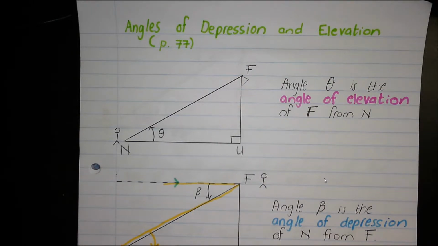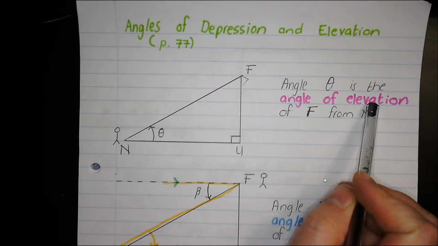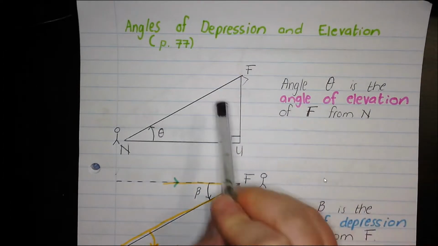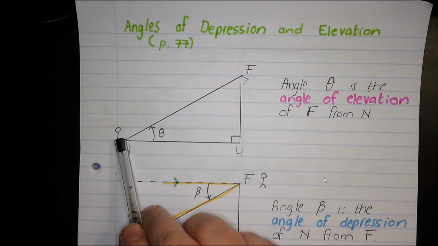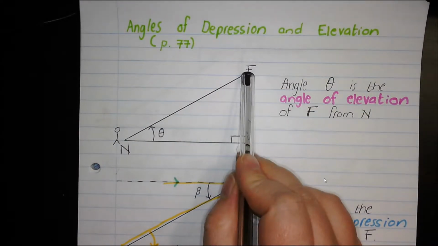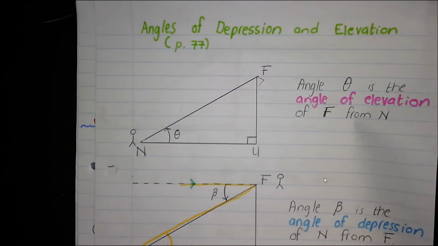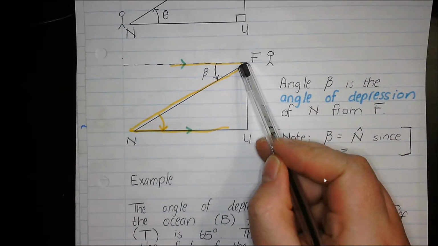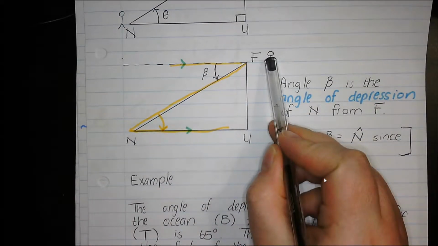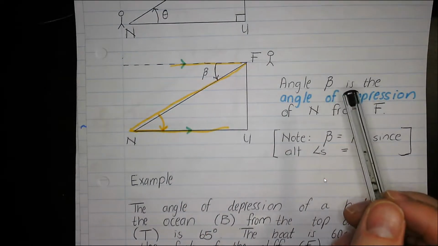Today we did angles of depression and elevation for trig. We said that an angle of elevation of F from N, for example, is if you have a person standing here and they're looking up at a flagpole F, then this is the angle of elevation. We said that the angle of depression of N from F is if they're standing at F and they're looking down, then that is the angle of depression.